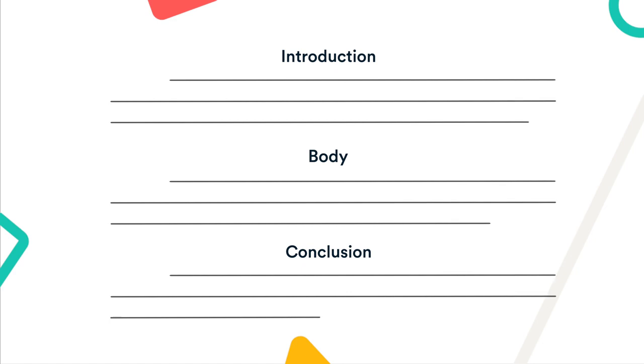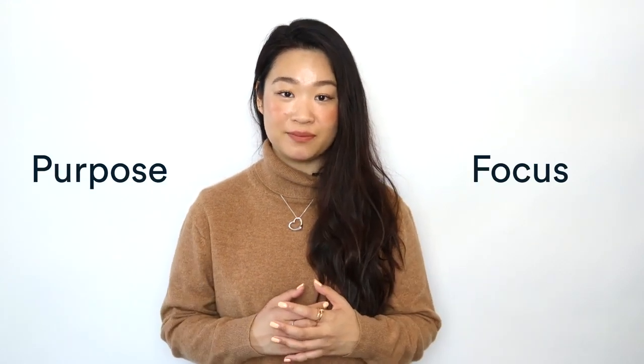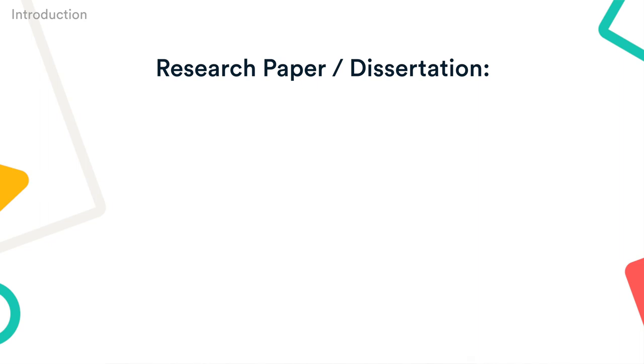The structure of the literature review is similar to other academic texts, with an introduction, body, and conclusion. Generally speaking, the introduction of your literature review should clearly state the focus and purpose of the literature review. If you're writing a literature review for a research paper or dissertation, restate your research question and give a brief overview of what you'll discuss.